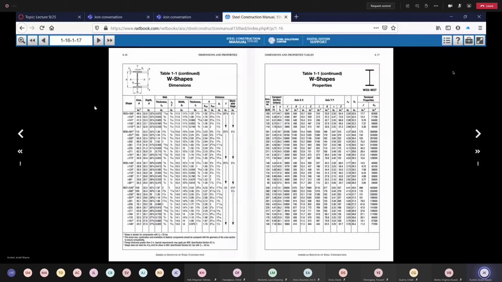Rather than flipping through all those pages, if you recall, table 2-3 is, just a second. I'm going to pull it up on the screen here.